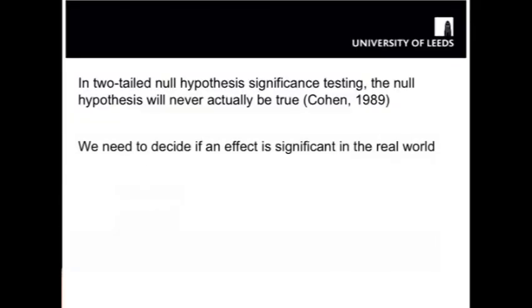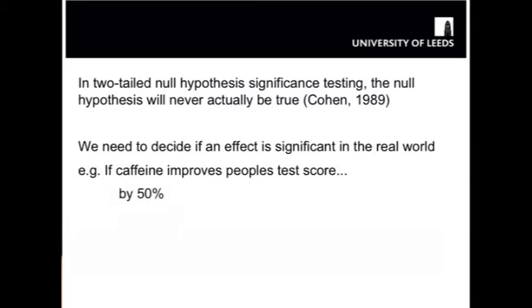We need to decide if an effect is actually significant in the real world, if it has any real world implications. So the very first example I gave you, where we had scores of 8 and 12, there was a 50% effect size, a difference of 50% between the groups. In the second example, with 23 and 23.8, we only have an effect size of about 3%, a very small difference.